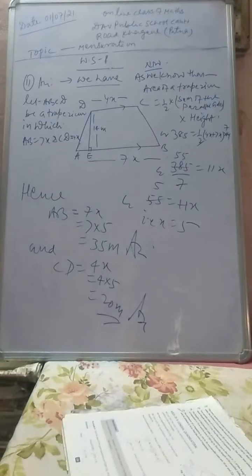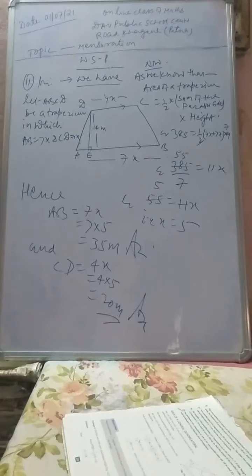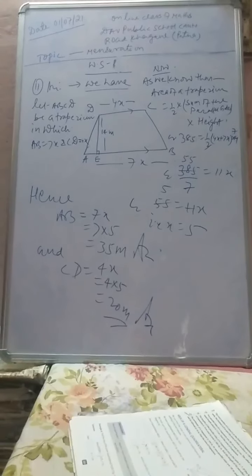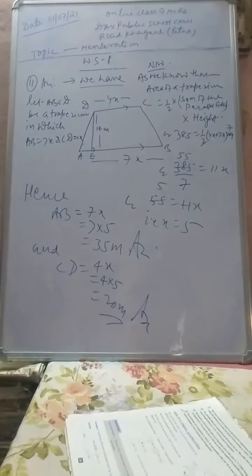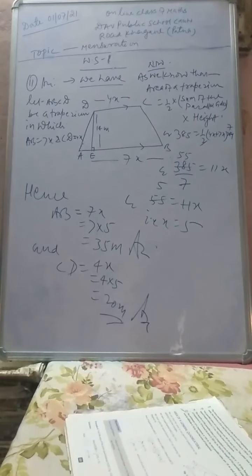I have solved question number 11 of worksheet 1. In question number 11, it is given that the ratio of parallel sides is 4:7, the height of the trapezium is 14 meter and the area is 385 meter square, then find out the length of the parallel sides.